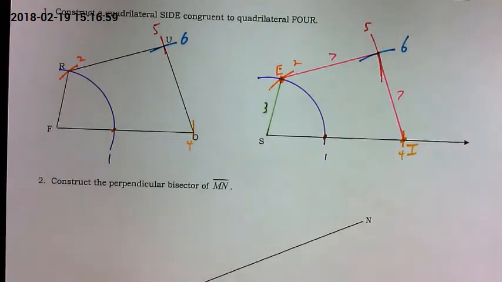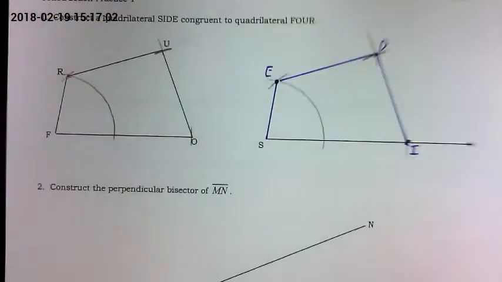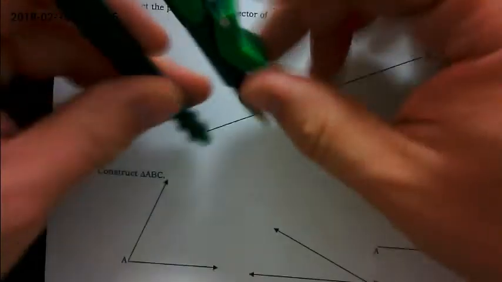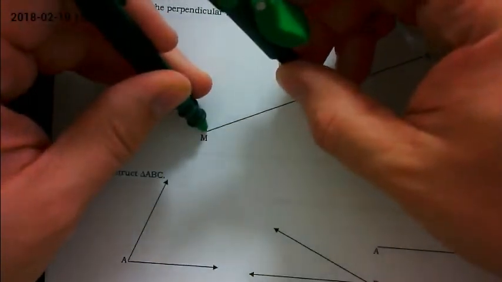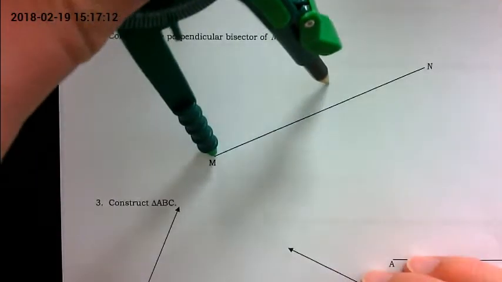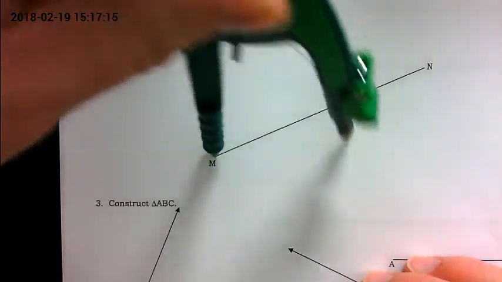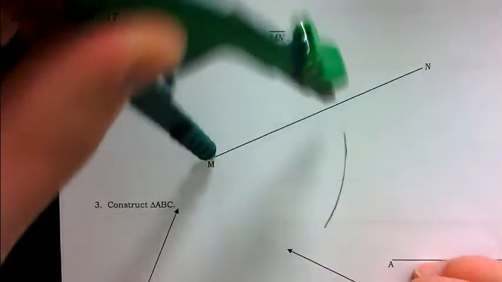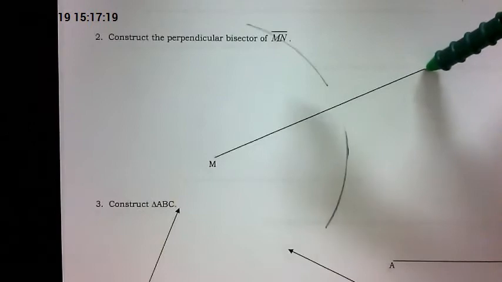Alright. Going back to my other drawing. So now, let's do the next one. Construct a perpendicular bisector. This one is straight off the other sheet. So, you gotta make sure you open your compass to more than halfway. Swing an arc above and below from each of the endpoints.